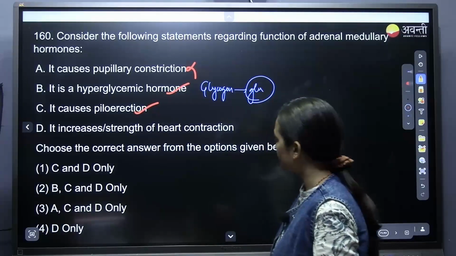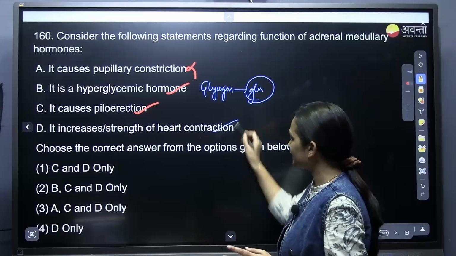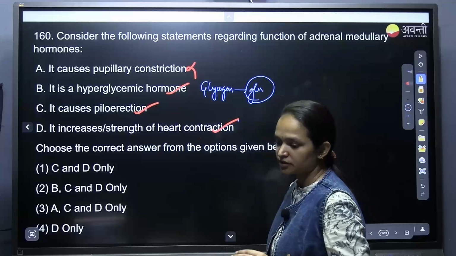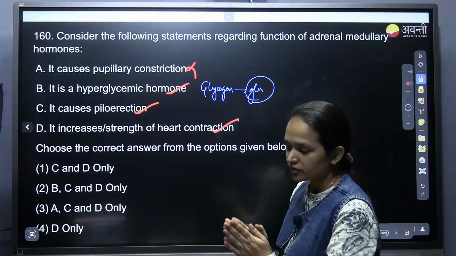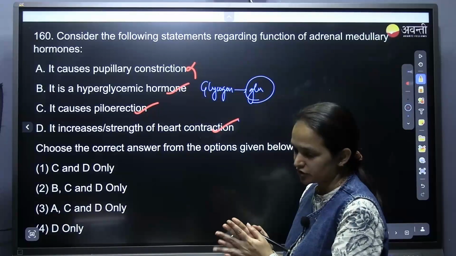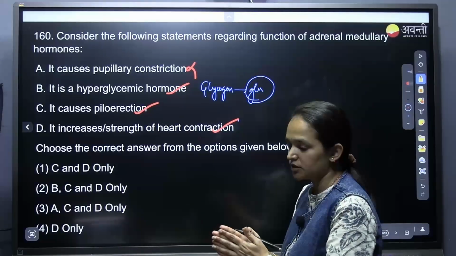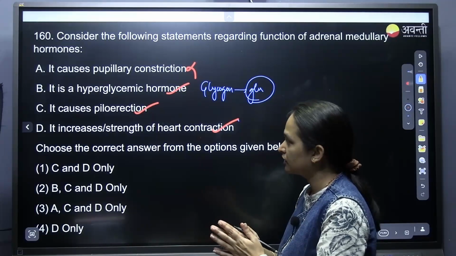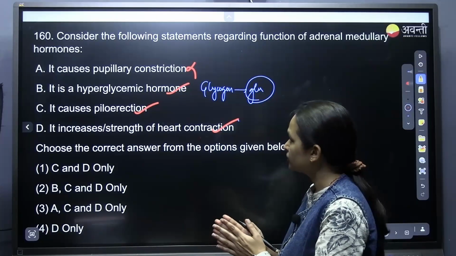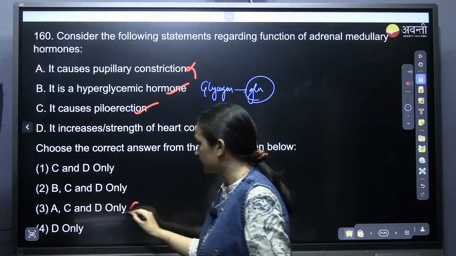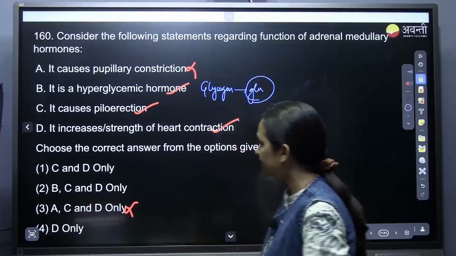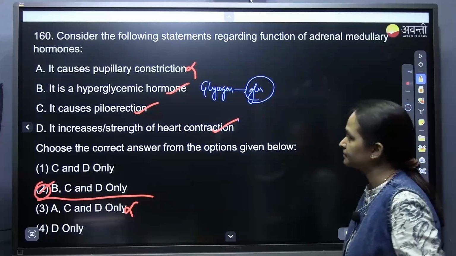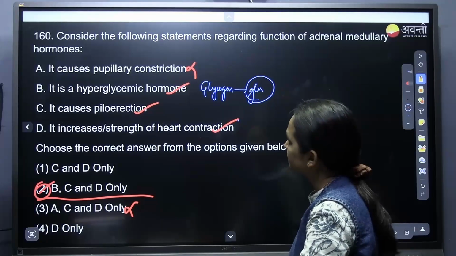It increases the strength of heart contraction. The heartbeat rises in order to circulate blood and give glucose to each and every cell. That is also true. You need energy for running. So A is wrong. We need to find the correct answer. A wrong. B, C, D, yes. B, C, D is the correct answer. Understanding?